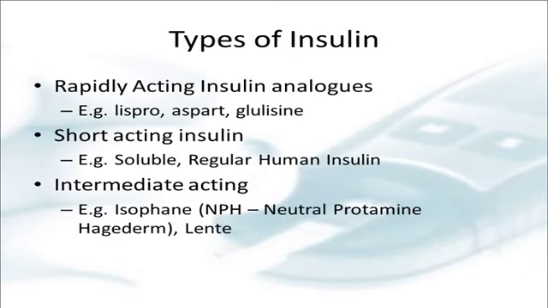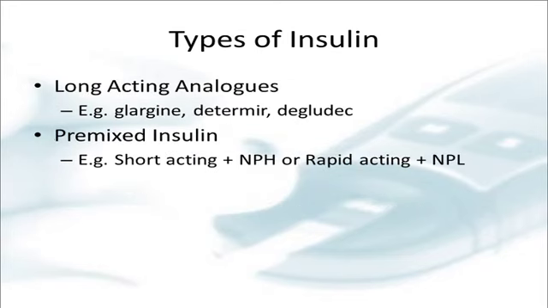Rapidly acting insulin analogs include lispro, aspart, and glulisine. Short-acting insulin is regular human insulin. Intermediate-acting insulin is isophane insulin, or NPH insulin, which is neutral protamine Hagedorn insulin, and lente insulin. Long-acting insulin analogs are glargine, detemir, and degludec. And then, of course, you have premixed insulins, which are generally a combination of a short-acting insulin combined with NPH, or alternatively rapidly acting insulin with some kind of long-acting insulin.